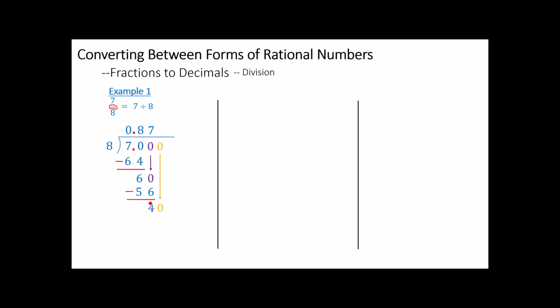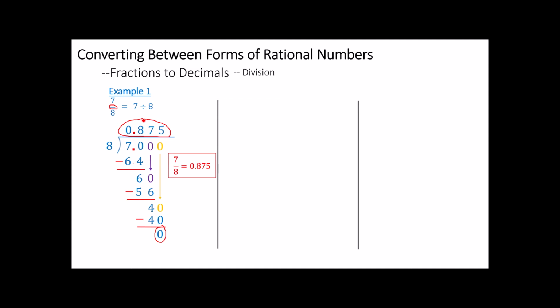8 goes into 40. Oh, that's an easy one. 5 times 8 is 40, leaving me with 0 left over. Once I get 0 left over, I know that 8 goes into 7 this many times exactly. That's 875 thousandths. And there's your solution.